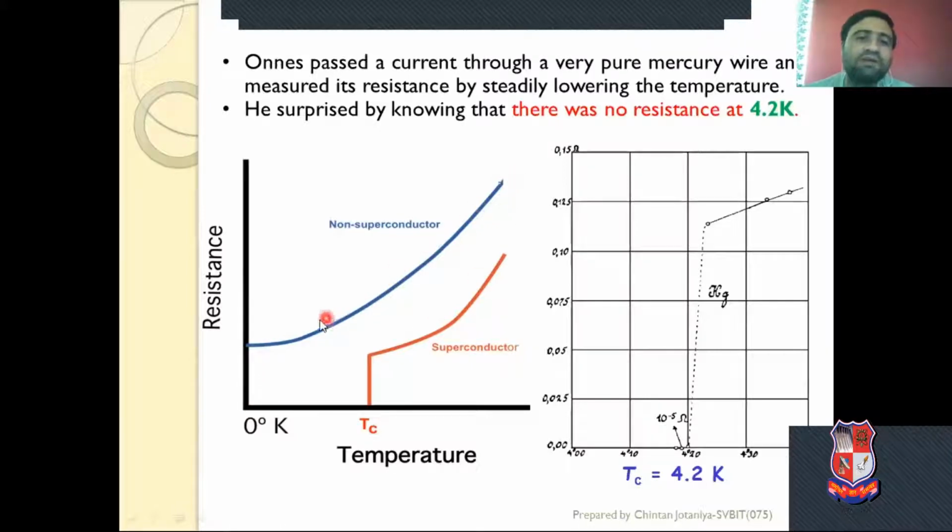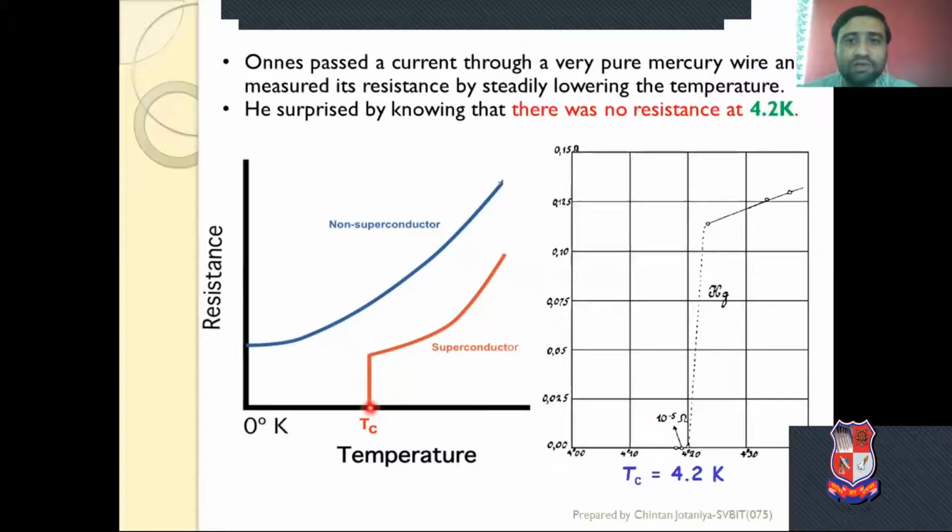When he performed the same experiment with mercury wire, he found something extraordinary. When he kept lowering the temperature again and again, and reached about 4.2 Kelvin, he observed a sudden change in the resistance. So at 4.2 Kelvin, mercury shows a sudden drop in resistance and it becomes almost 0.